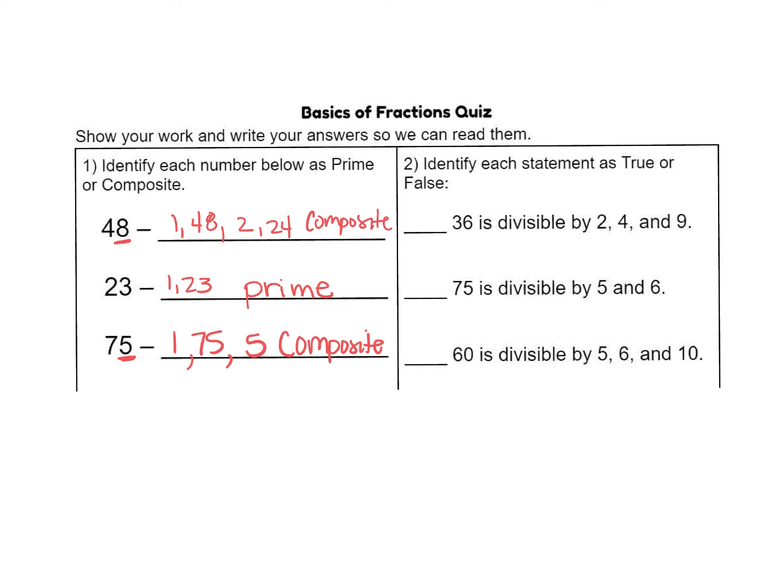Number 2, identify each statement as true or false. Okay. Is 36 divisible by 2, 4, and 9? 36 is an even number. It is divisible by 2, so I'm going to put a check. 36 is divisible by 4. Guess what? 4 times 9 is 36. So this number is divisible by 2, 4, and 9.